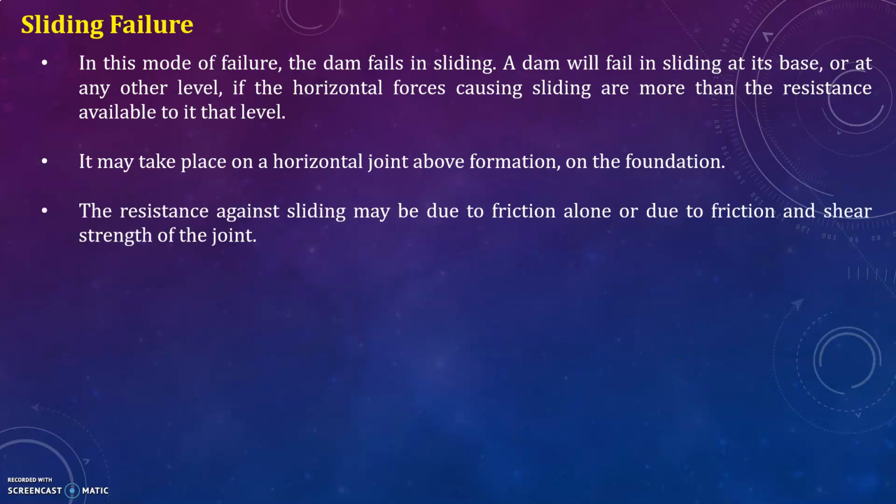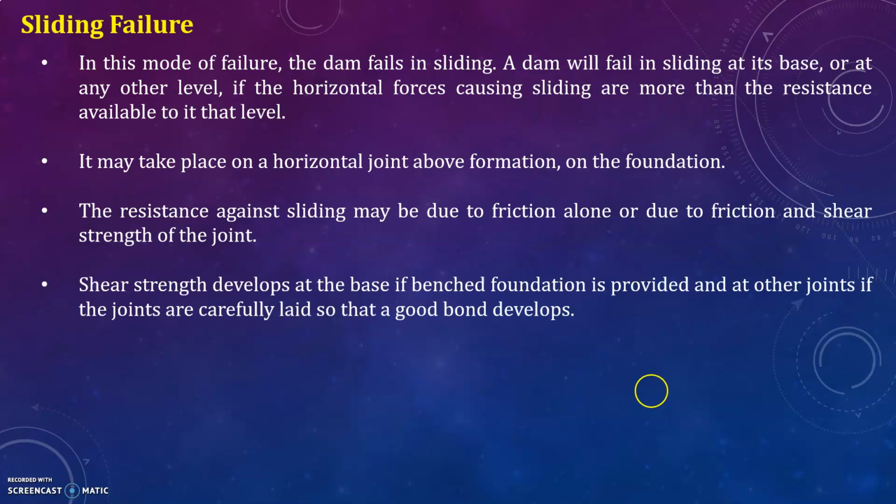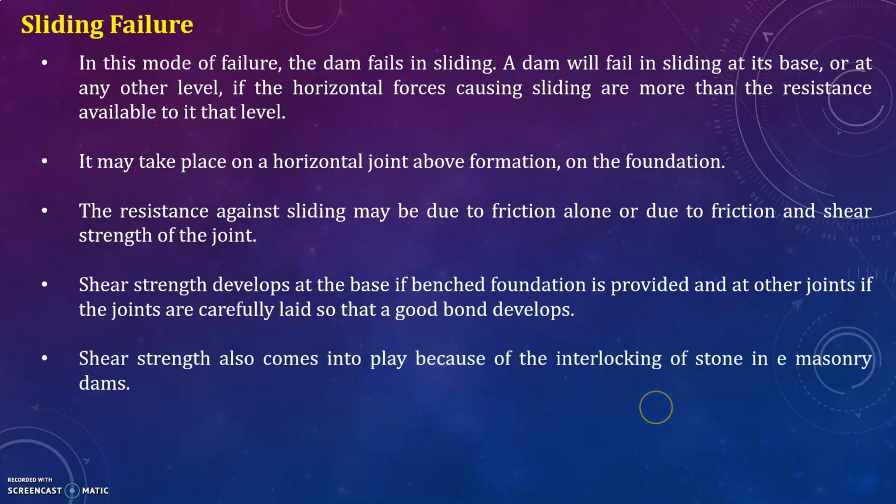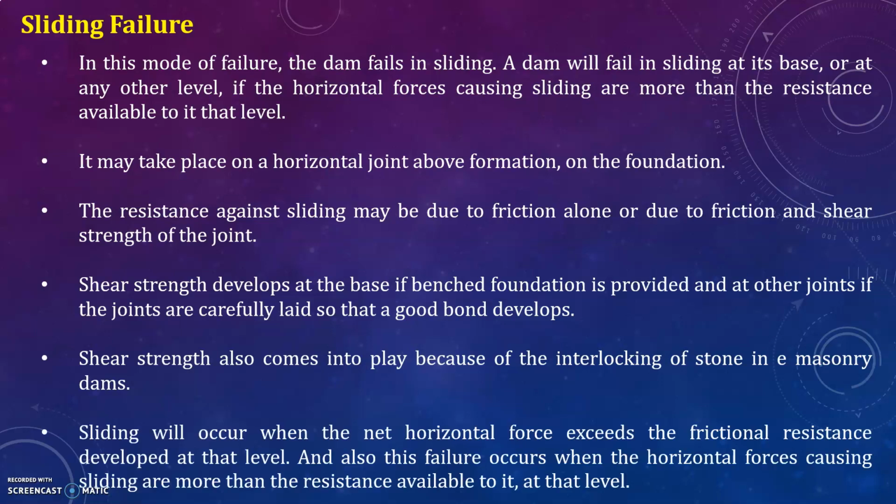The resistance against sliding may be due to friction alone or due to friction and shear strength of the joint also. Shear strength develops at the base if a benched foundation is provided, and at other joints if the joints are carefully laid so that a good bond develops. Shear strength also comes into play because of the interlocking of the stone in masonry dams.